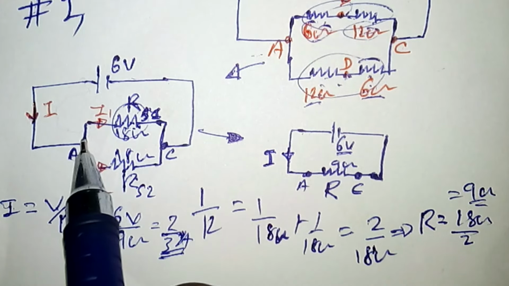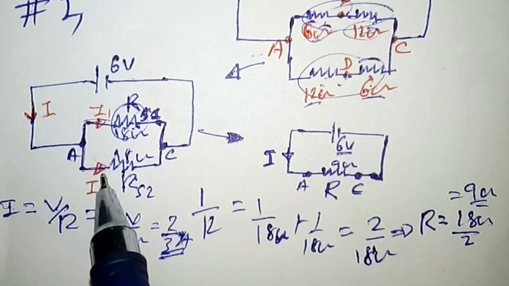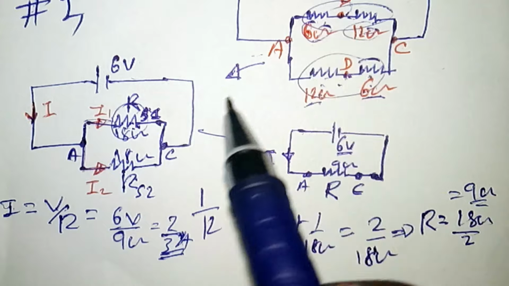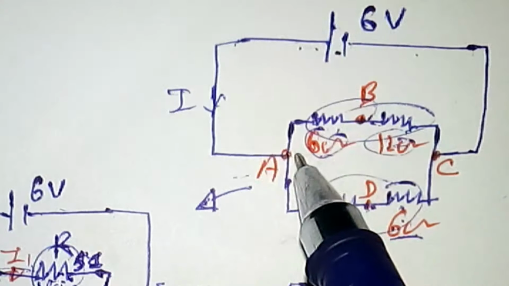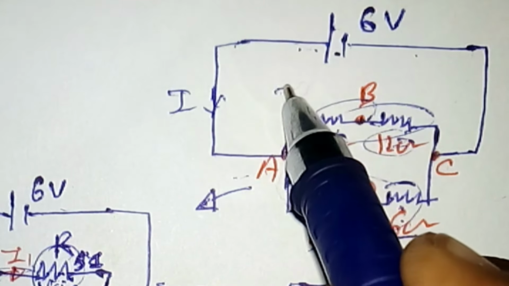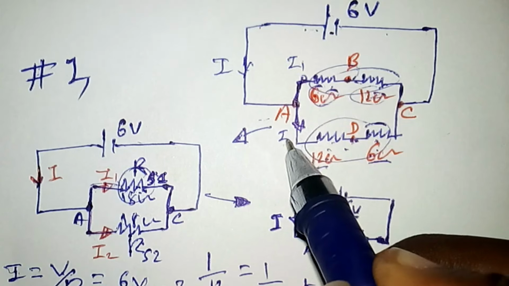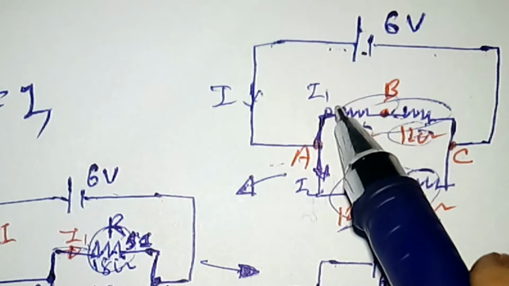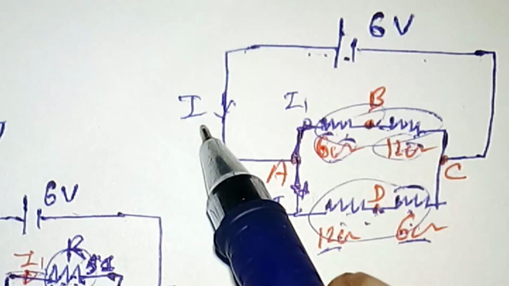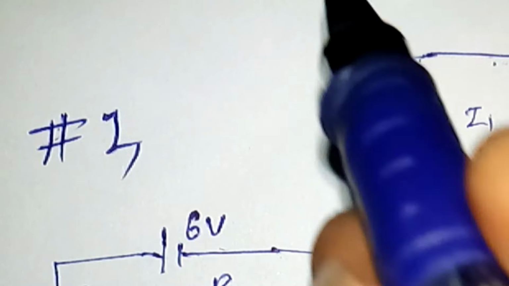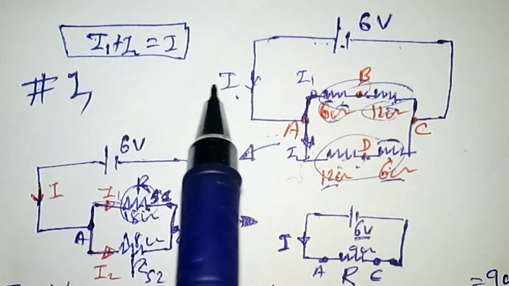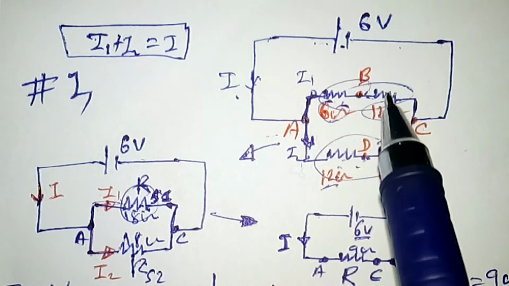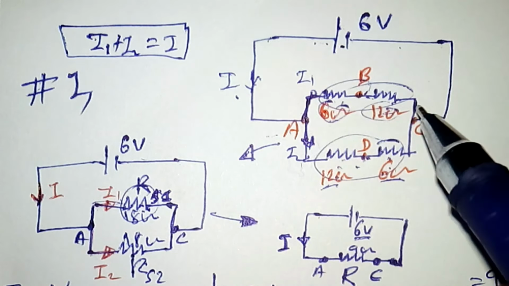After I get the total current passing through the circuit, at junction A this current is divided into two parts: the current passing through point B and the current passing through point D. This is current I1 and this is current I2. The sum of I1 and I2 is equal to the total current, from Kirchhoff's junction rule. So I1 plus I2 is equal to the total I. The current is divided at a junction and then comes together once again.